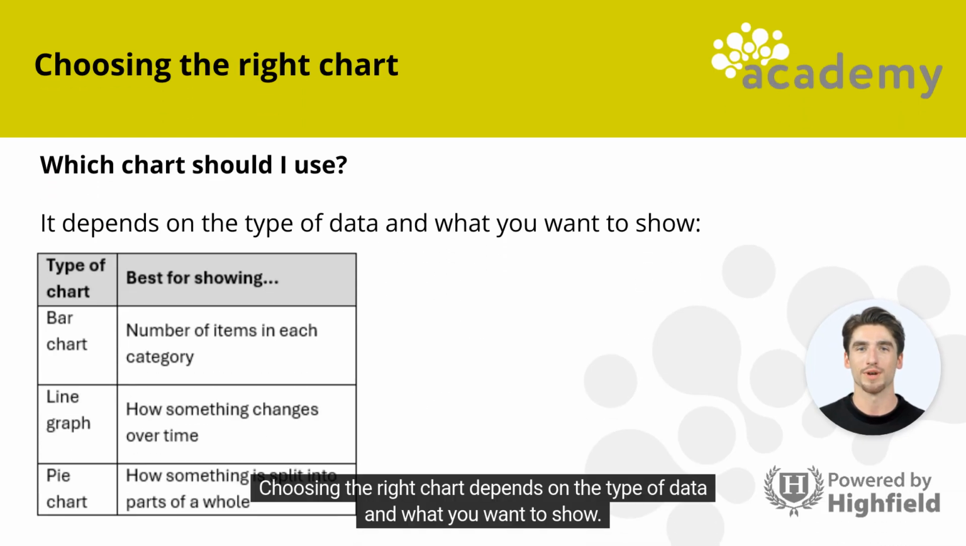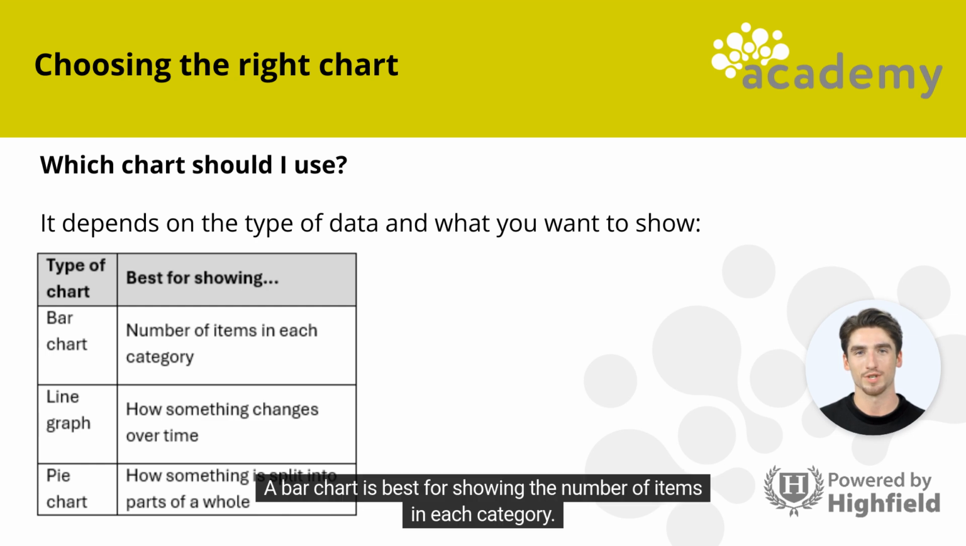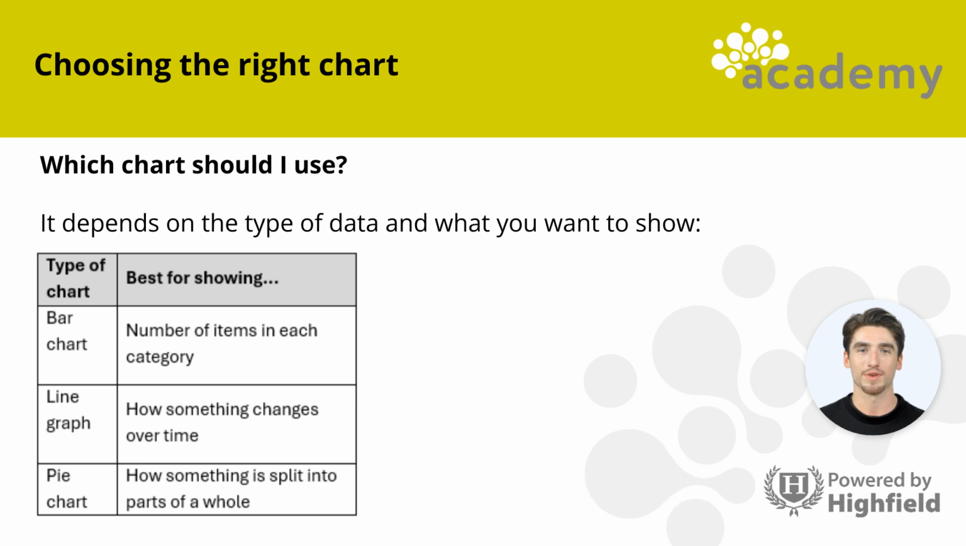Choosing the right chart depends on the type of data and what you want to show. A bar chart is best for showing the number of items in each category. For example, favorite takeaway meals.